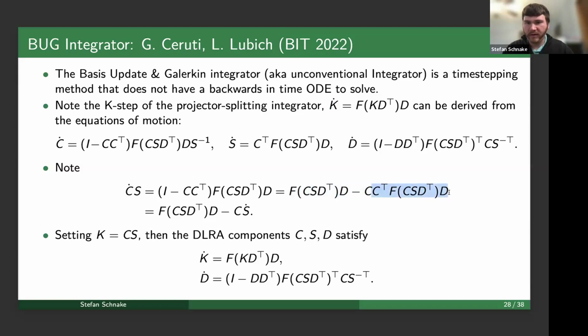If I look closely at the highlighted term, that's exactly S dot from above. So I can write that as C times S dot. Now I have a C dot S and a C S dot. That's a product rule. If I let K equal C times S, I can rewrite the equations of motion in terms of K, given by two equations.